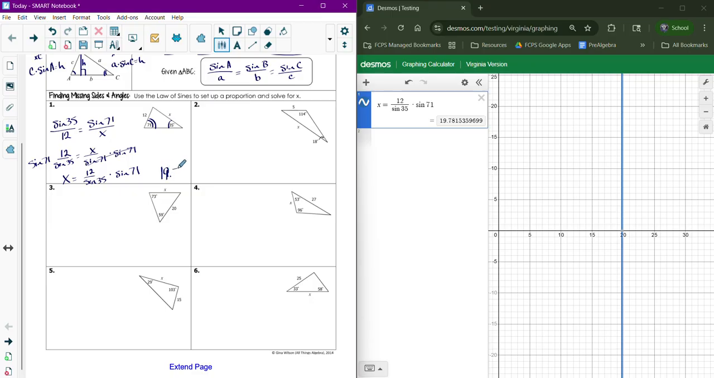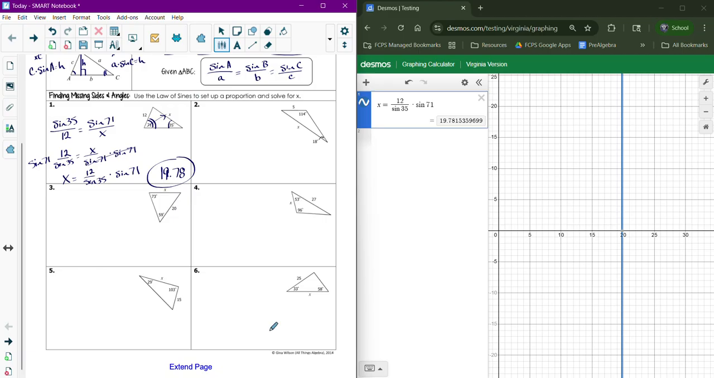I'm going to round all these to the hundredths place. And you can always double check to make sure that you set this up right. If you happen to get a number smaller than 12, that really doesn't make any sense. Remember the relationship between angles and their opposite sides. If that's 71 and that's 35, this side has to be bigger than that angle. Sorry, this side has to be bigger than this side because it's across from a bigger angle. So it's got to be bigger than 12.